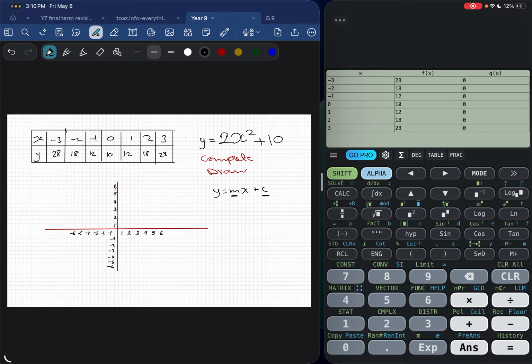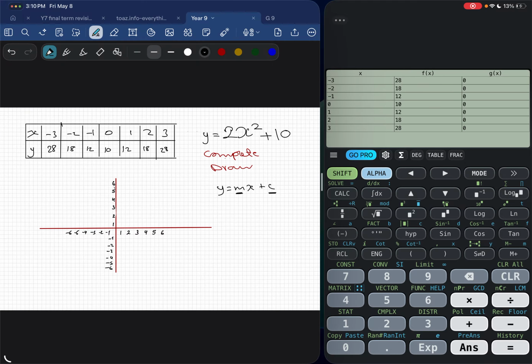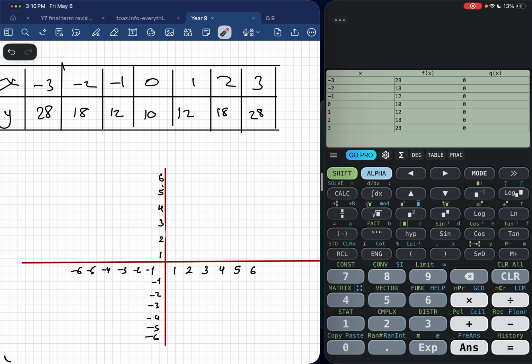Okay? It's really important to know that. Now I have my coordinates. Okay? And you're going to plot it on your graph. For example, when you have minus 3 and 28, minus 3 is here, right? 28 is up there somewhere here, right?